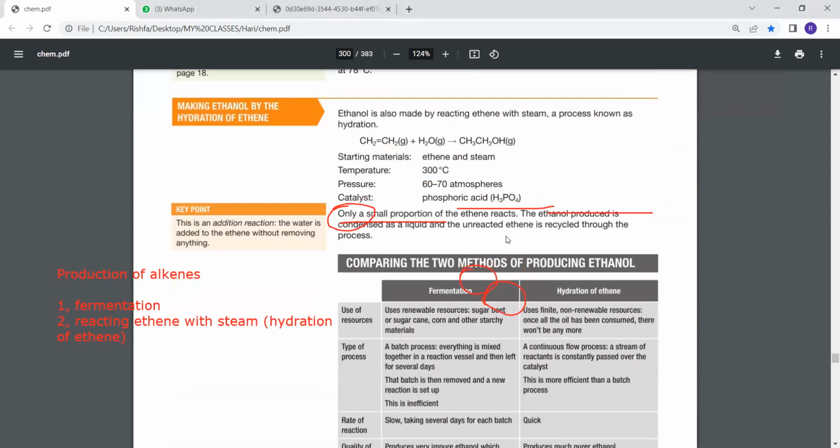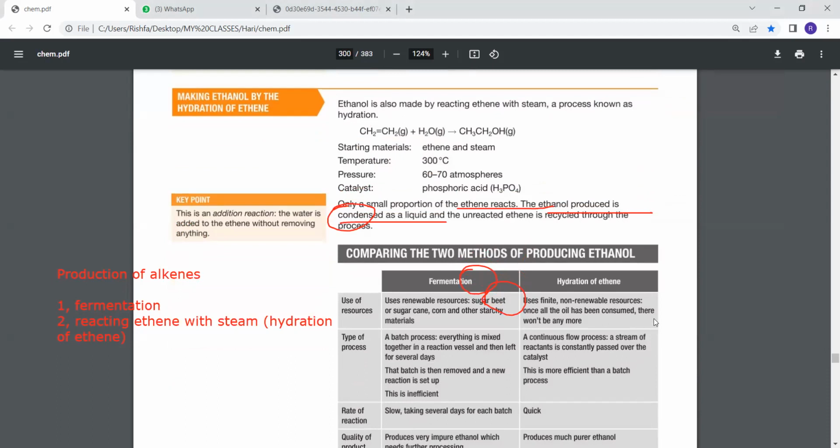Do you take this down? I need to take that down. Just only this, the production of alkenes and the two types, or the two processes.